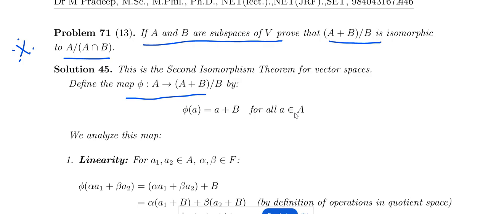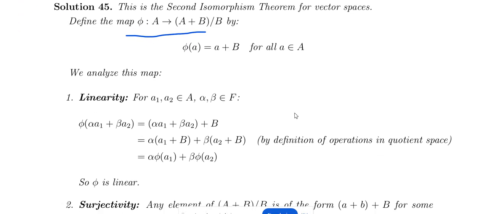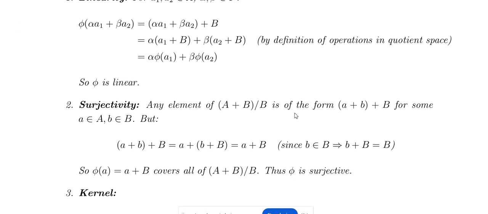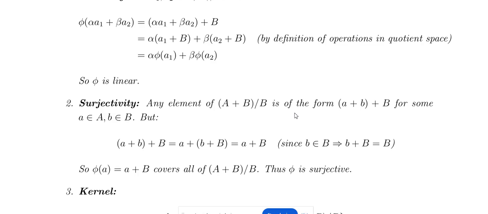So that is a belonging to A. We can verify the linearity, which means scalar multiplication and closure together. Like this, we can express the simple property. For surjectivity, an element of A plus B by B is of the form a plus b plus B, for some a belonging to A and b belonging to B, and a plus b plus B is equivalent to a plus B.